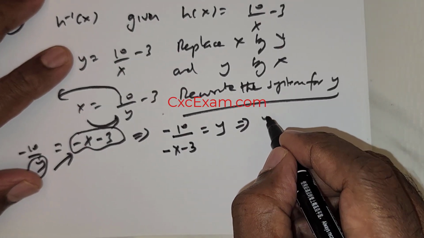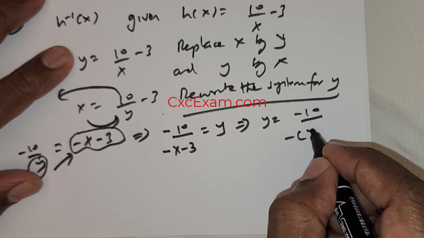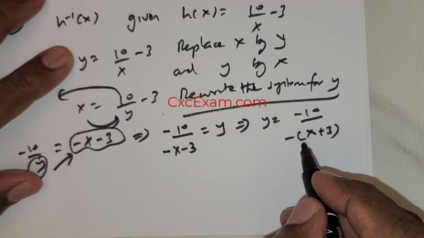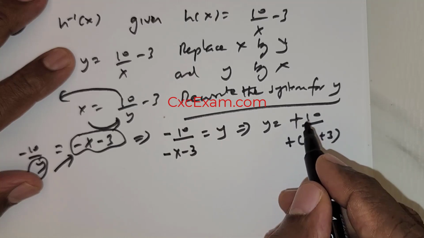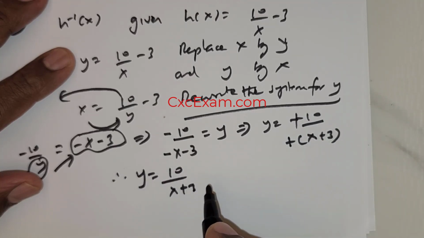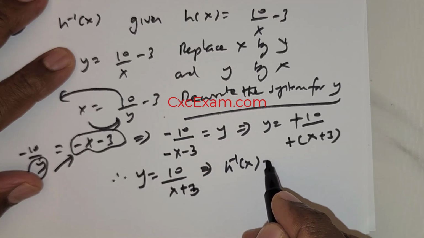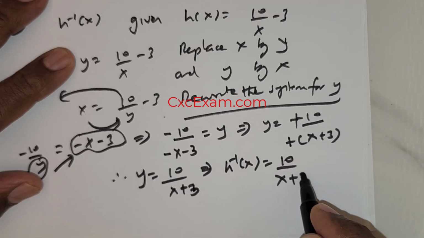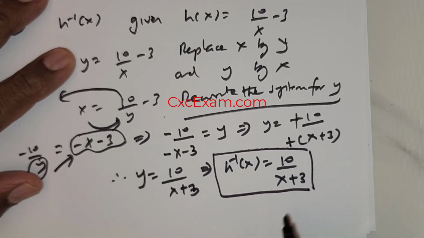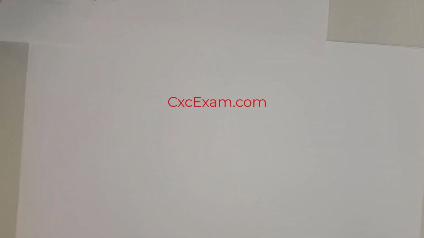This can be rewritten as y is equal to negative 10 over, you take the negative sign out, so this will become x positive 3, negative will become positive, so therefore y is equal to 10 over x positive 3. This would mean h inverse of x is equal to 10 over x positive 3. That is the solution. Now let's move to the next page.